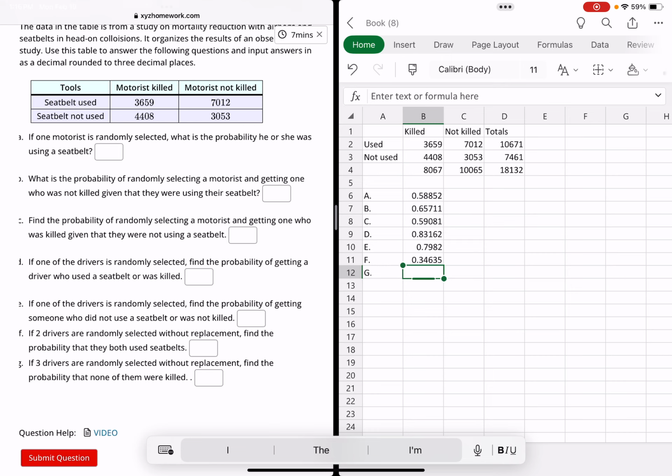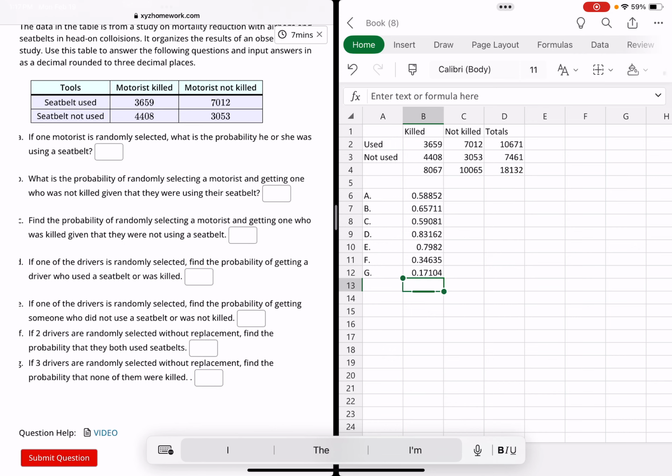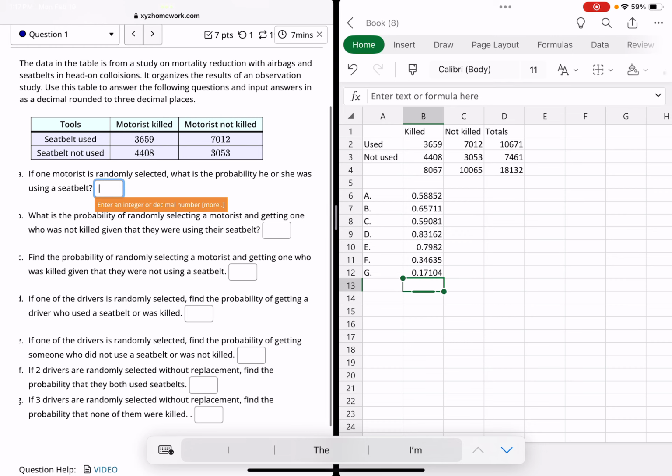If 3 drivers are randomly selected without replacement, find the probability that none of them are killed. So that's none are killed, equals parenthesis, not killed divided by grand total, to the power of 3, because there's 3 of them, and they're effectively independent because of the cumbersome calculation rule. I'm going to press enter there. All right, now I'm going to type them all in.